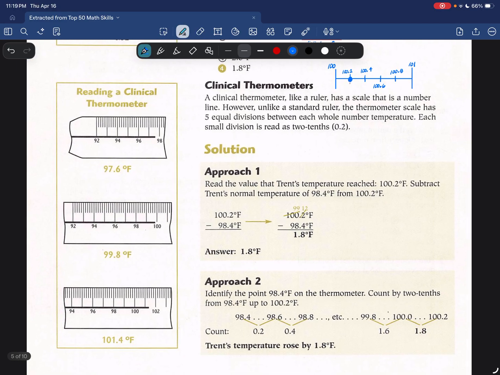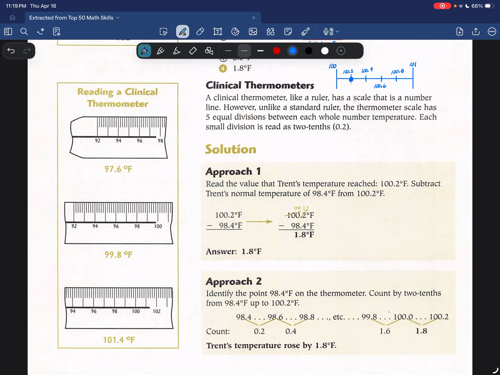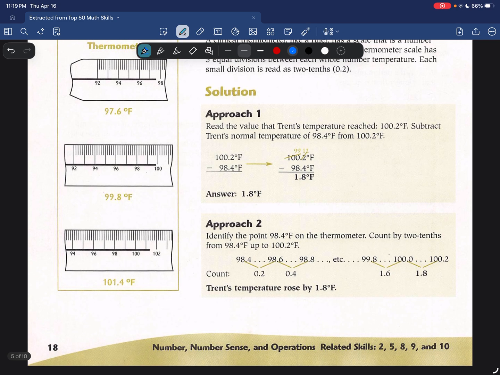So the way that we could solve this, there are two ways to solve it. Approach number one says to read the value that Trent's temperature reached, which is 100.2 degrees. Subtract Trent's normal temperature of 98.4 from 100.2 degrees. And this is the method I used. But here's another thing you can do. You can identify the point 98.4 on the thermometer and then count by 0.2 or 2/10 up to the 100.2.